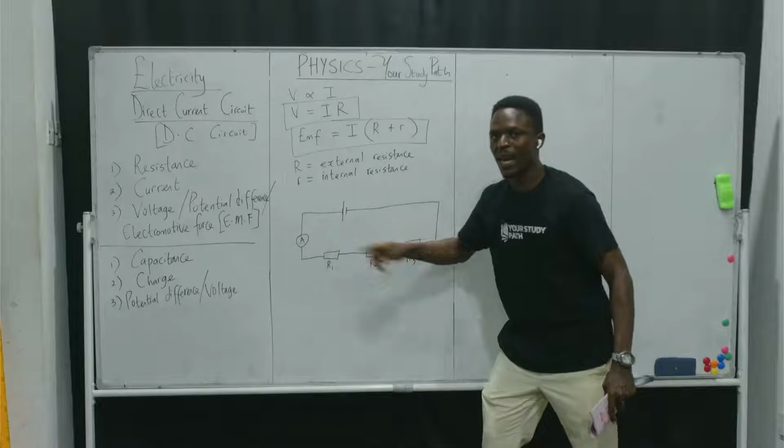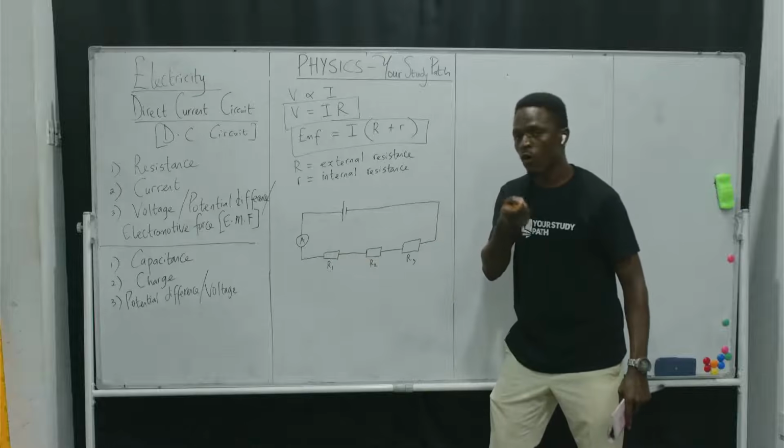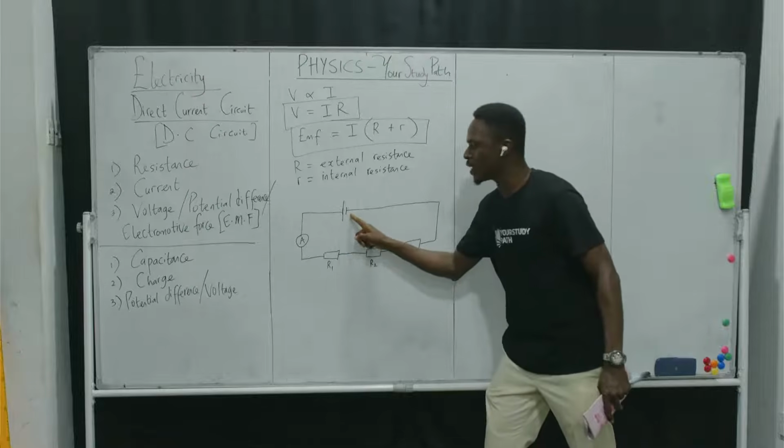Now, have this at the back of your mind. At this point, how do we represent a cell or battery? We use a long line and a short line.